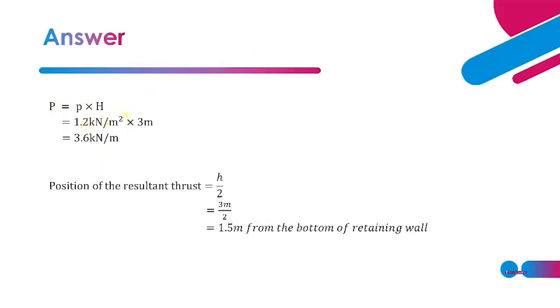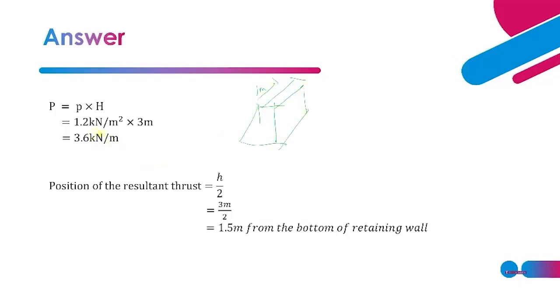Okay, maksudnya setiap 1 meter square 1.2 kilonewton intensity. Darab dengan 3 meters, the height of the wall. So, you dapat 3.6. For every 1 meter length of retaining wall, it is 3.6 kilonewton. Retaining wall macam ni tadi. So, untuk setiap 1 meter, 3.6 kilonewton.